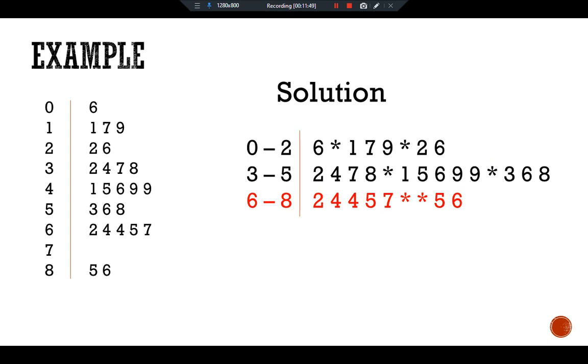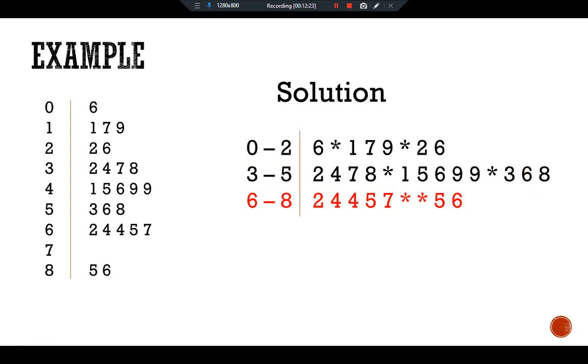Thus the leaf 6 in the first row here corresponds to stem 0, and the leaves 1, 7 and 9 here correspond to stem 1, and the leaves 2 and 6 belong to stem 2. So likewise we have to write the leaves for 3, and then 4, and then 5.